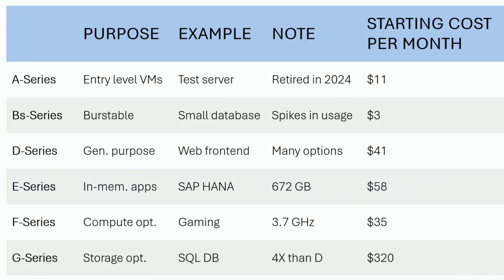Then we have the G series. This is a series of VM hardware that's storage optimized. Think SQL database type hosting. And notice when it comes to storage, we can achieve raw storage sizes that are 4 times what's available in the D series of virtual machines. Notice the starting cost here of $320 per month.